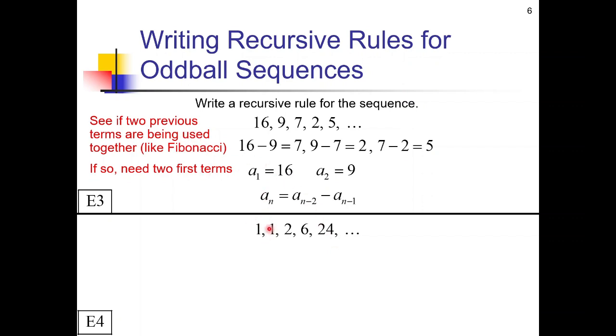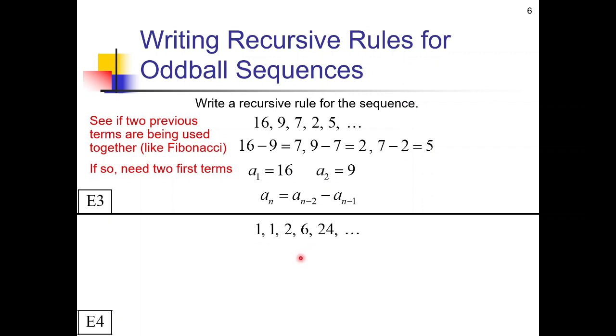1 plus 1 is 2, so it actually works for that first one. But 1 plus 2 is not 6, and 2 plus 6 is not 24. And if we're multiplying the last two terms together, 1 times 1 is not 2, so that already doesn't work. None of these other things we could do with the previous two terms is going to generate the next term.